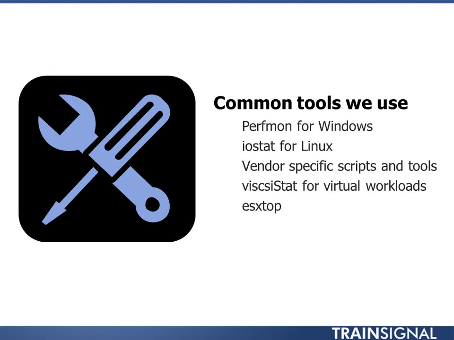So common tools that we use: perfmon for Windows. You can pull great IOPS information and write information off perfmon. iostat for Linux. Some vendor-specific scripts and tools. We're a big EMC partner, so I've got EMC tools that will help me size Exchange or SQL or a lot of other things and figure out what kind of back-end disks we need. vscsiStats for virtual workloads, and esxtop. We're going to talk about those two in another lesson so that you understand those. But there's a lot of tools out there to gather this data.